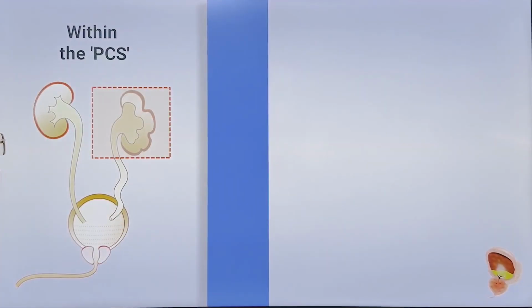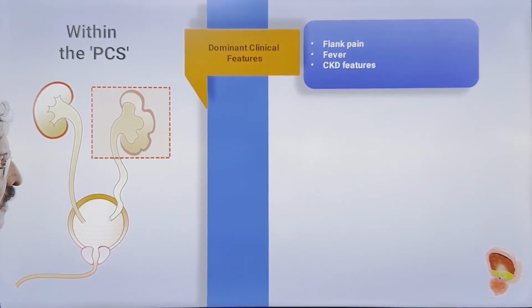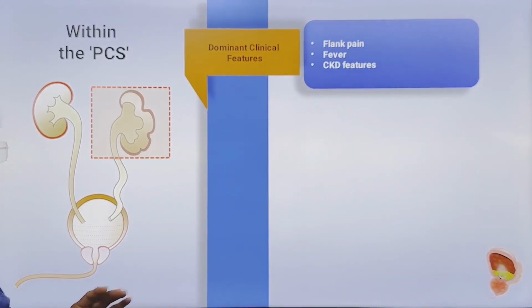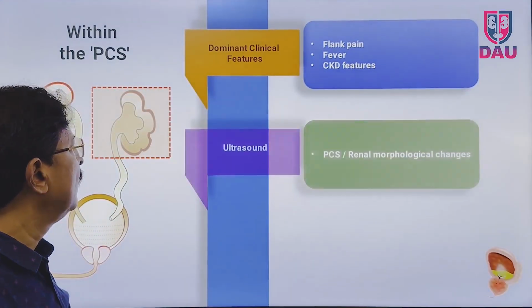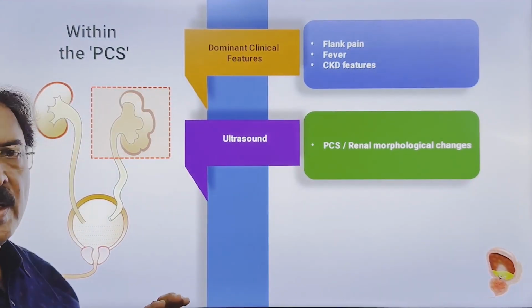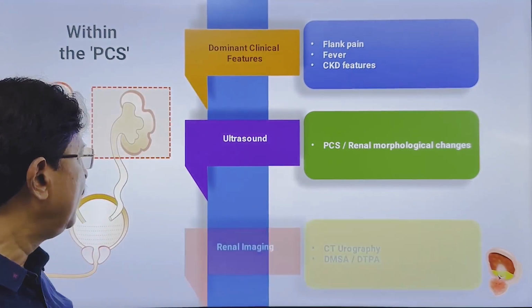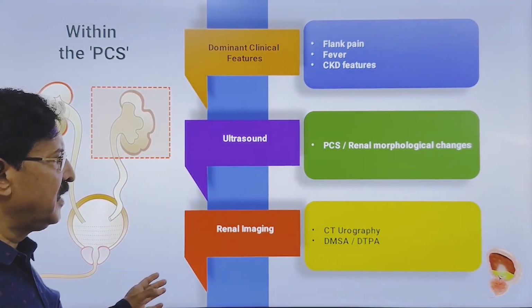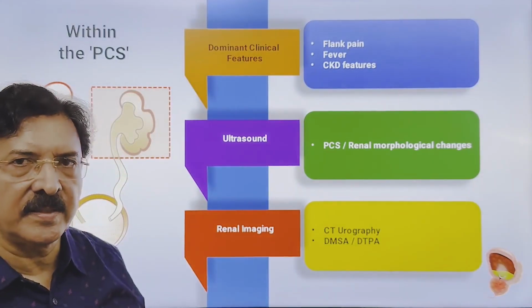Clinically, how will you discover this? Again, the dominant features will be flank pain, fever with chills, and some patients can even have chronic kidney disease features. Ultrasound will show you these renal morphological changes very nicely, and you may even do investigations like CT urography or DMSA or DTPA renal scan.